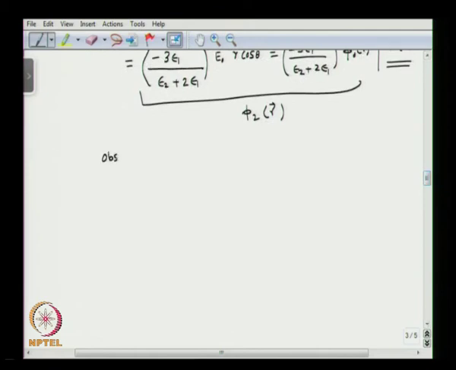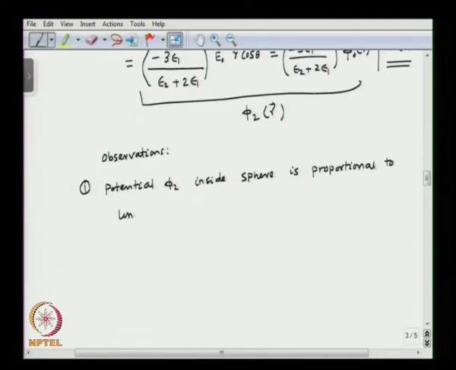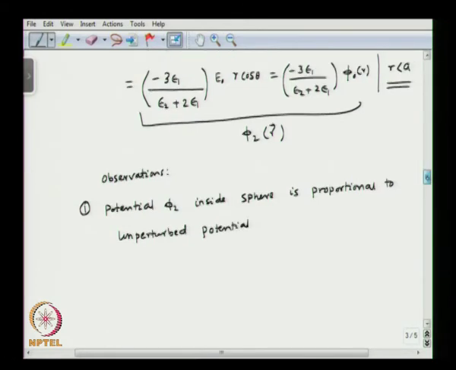So we observe that the potential phi 2 inside the sphere is proportional to the unperturbed potential. Okay. So this is what we see here, right.